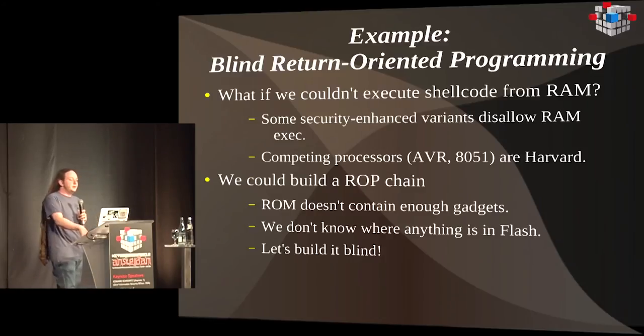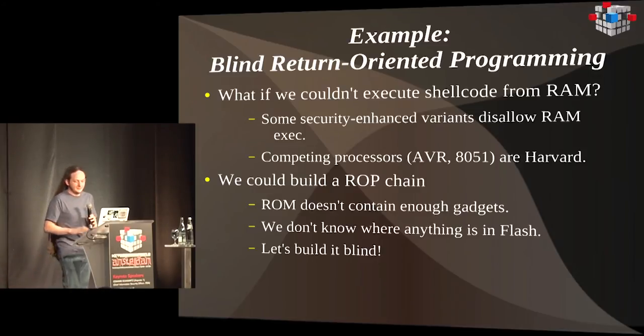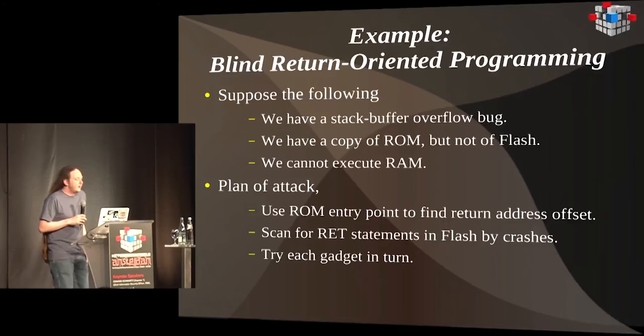So what you do is you build your ROP chain, but you don't actually know what's in flash memory. And everything inside of the bootloader is inlined. So you don't have many return instructions, which means you have preciously few return-oriented programming gadgets. So you can build it blind. And here's how you do that.